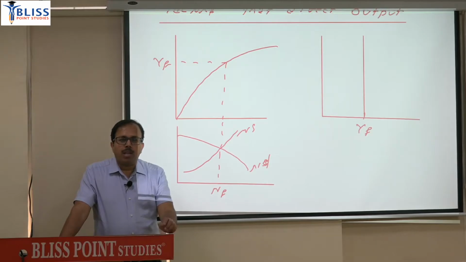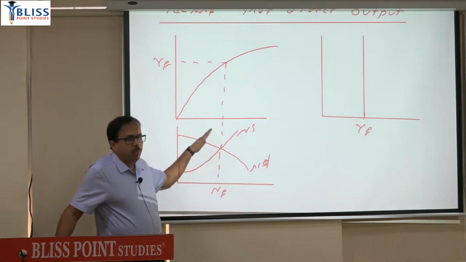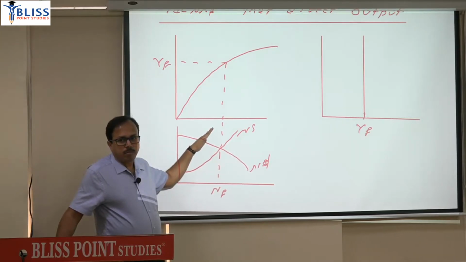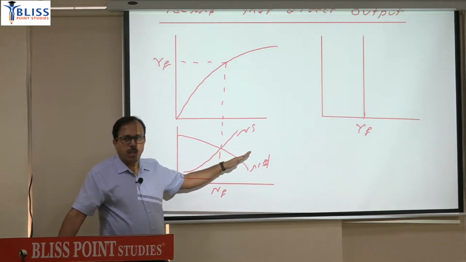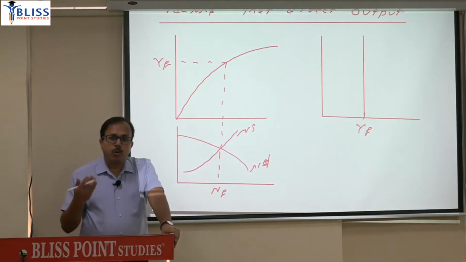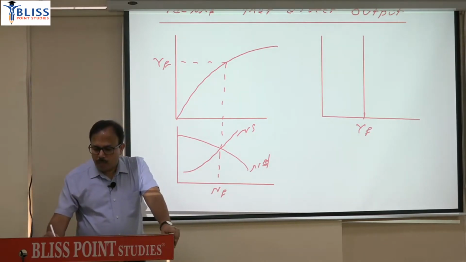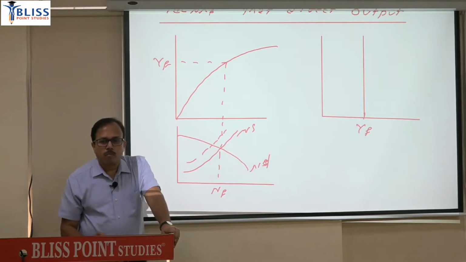If you prefer more leisure, that means this labor supply curve will shift to the left. You are working less and preferring more leisure. So if you are working less and preferring more leisure, then labor supply curve will shift to the left side. If preference is towards more work, then it will shift to the right. With preference towards more leisure, it will shift to the left.